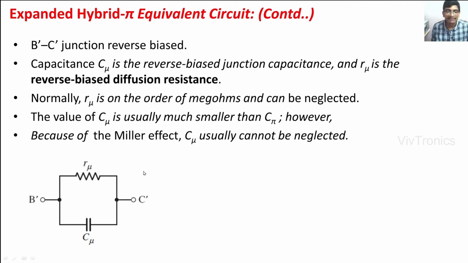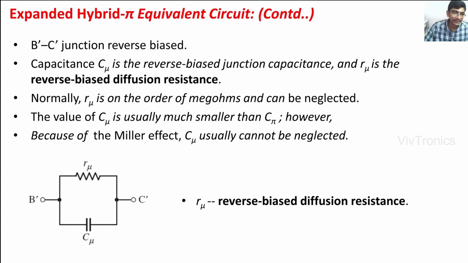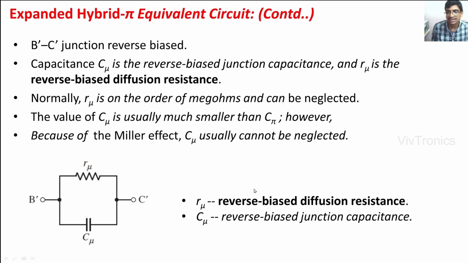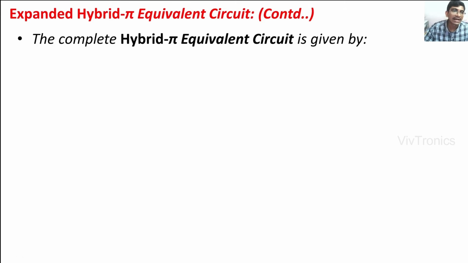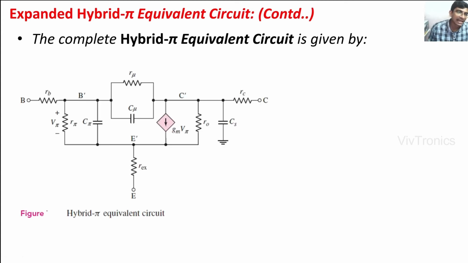Actually the value of C mu is very small. We can neglect it, but we cannot neglect it due to the Miller effect. What is that Miller effect? We will see in the next video. So here R mu is the reverse biased diffusion resistance, and C mu is the reverse biased junction capacitance. When we combine all these three parts of our hybrid pi equivalent circuit, we will get the complete hybrid pi equivalent circuit, which is given like this.